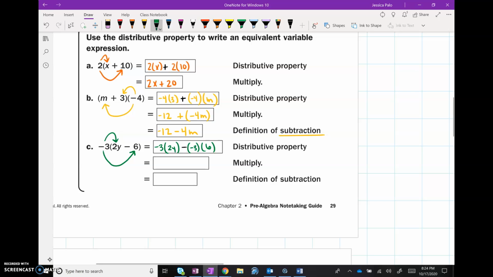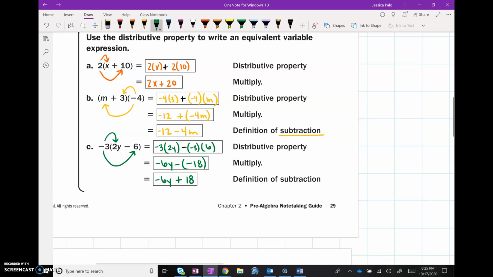Next step, let's multiply. Negative 3 times 2y is negative 6y minus negative 3 times 6, which is negative 18. And now, again, we have two operations next to each other. We have minus a negative. But we know that when we're subtracting a negative, we're actually adding. So our final answer is negative 6y plus 18.